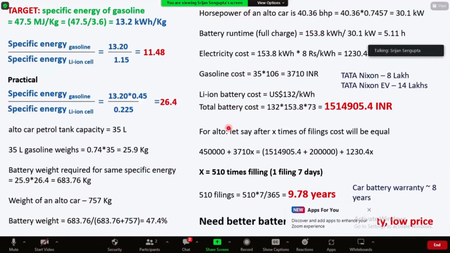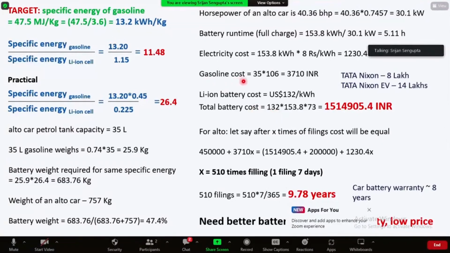The price is $132 per kilowatt hour. So in that cost, if you want to replace with this battery, it will cost you 132 multiplied by the kilowatt hour, multiplied by the dollar price. I made it a little earlier. That time it was almost 15 lakh rupees, which is very impractical. You cannot do that. But where you're winning is in filling.